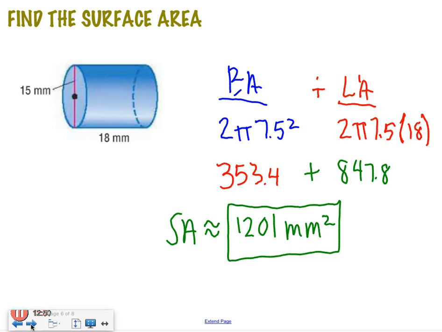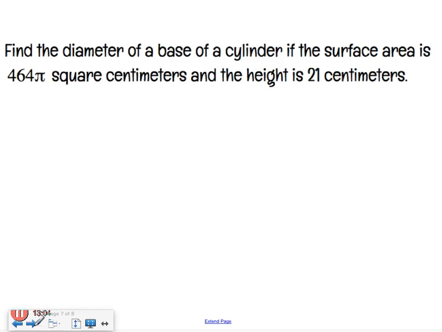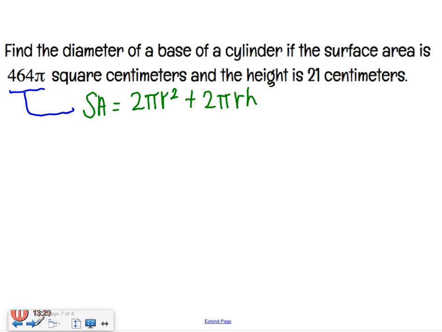Okay, and our last one's kind of a doozy. We are working backwards to find the diameter given the surface area of a cylinder. So start off by writing your formula for the surface area of a cylinder. That's step 1. And we're going to plug in what we know. We do know our height and we know the surface area. So I'm going to plug this in for my surface area.